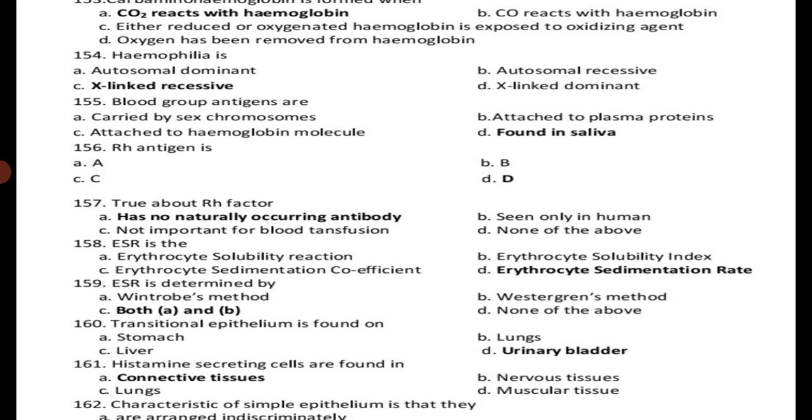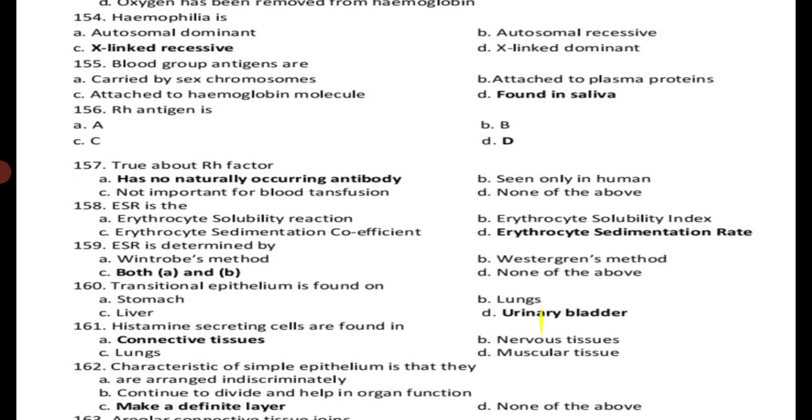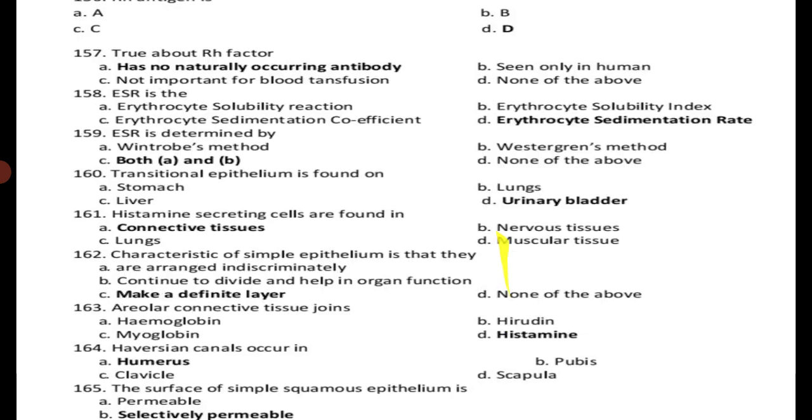In question number 161, histamine secreting cells are found in connective tissue. Option A is the answer of it. Question number 162, characteristic of simple epithelium is that they make a definite layer. Option C is the answer of it. Question number 163, areolar connective tissue joins histamine. Ignore this question.